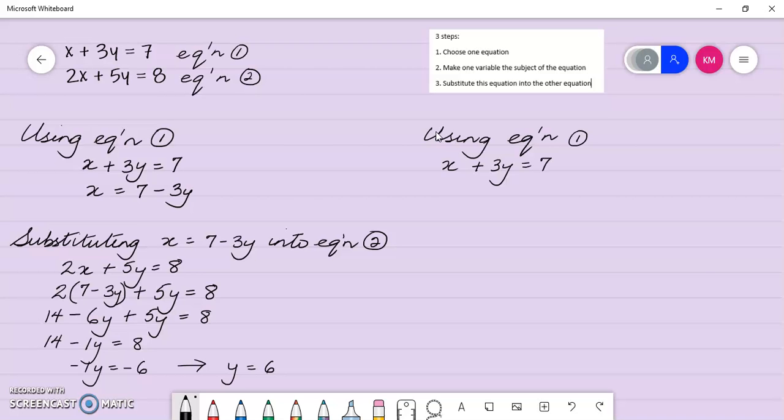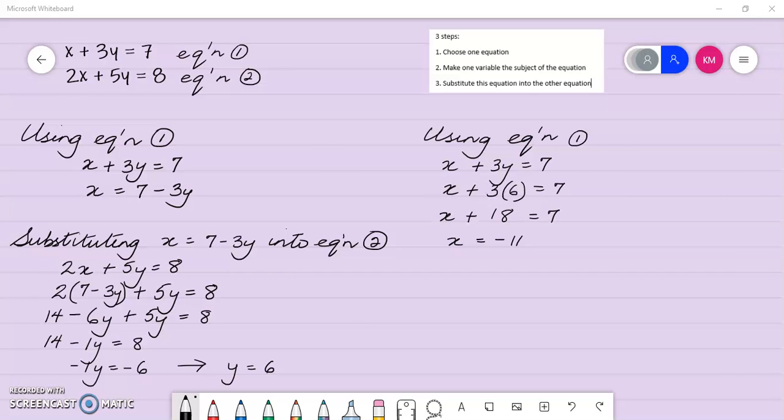Now that I know the value of y, which is 6, I'm going to use that 6 and substitute it wherever I see y. So I'm going to get x plus 3 multiplied by 6 is equal to 7. x plus 6 multiplied by 3 is 18 is equal to 7. x is going to be equal to 7 take away 18. That's negative 11. So there you have it. You have solved your simultaneous equation for both variables using your substitution method.